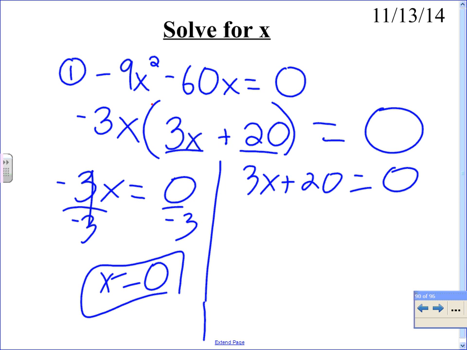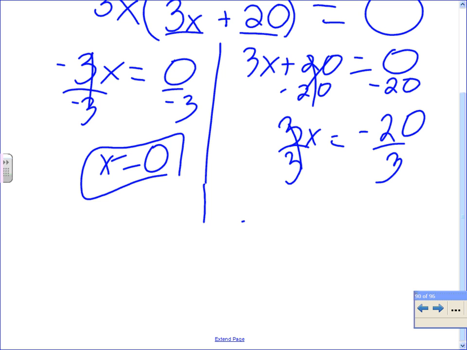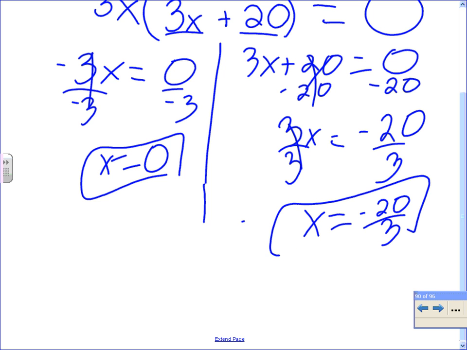How do we solve the equation on the right? What's the first thing we do, Emily? -20 on both sides. You get 3x equals -20. Megan, how do we get rid of the 3? Good. Divide both sides by 3. Take your calculator, type in -20 divided by 3. Hit math, enter, enter. Can that be reduced any further? Dylan? No, so what's the answer? Good. -20 over 3. There's our 2 answers, 0 and -20 over 3. Questions on 1?